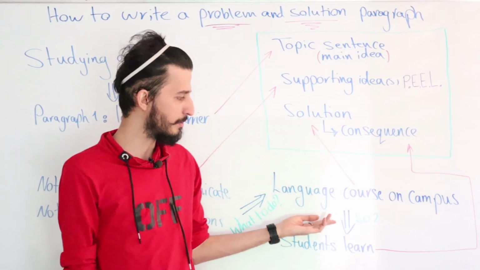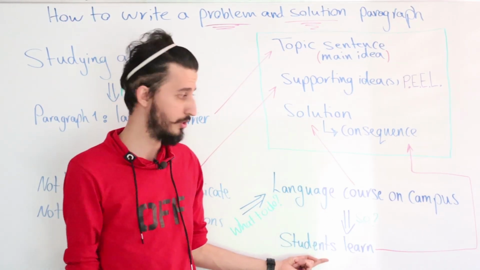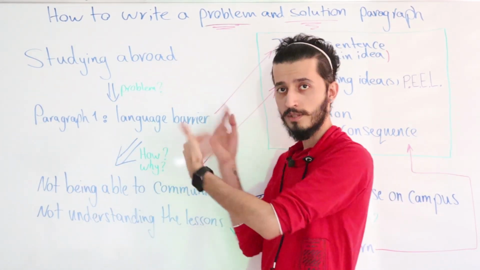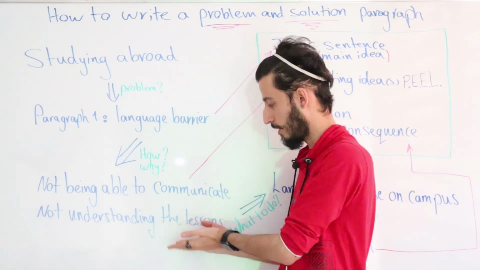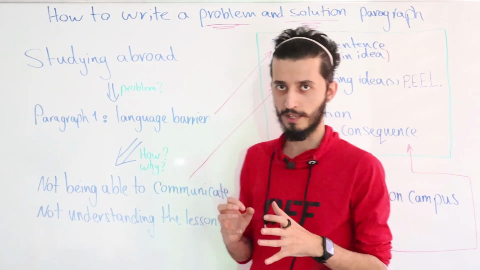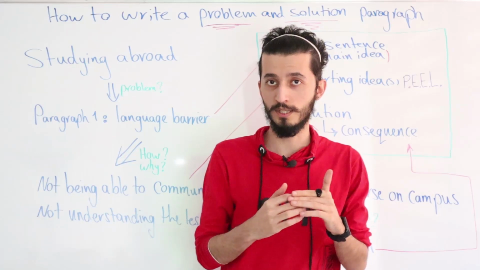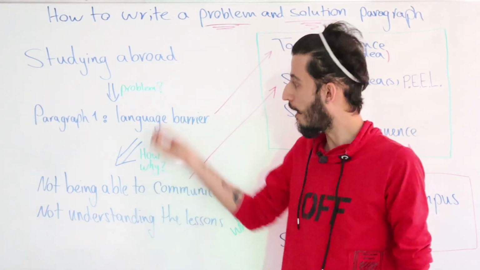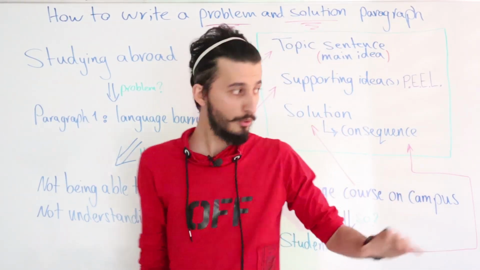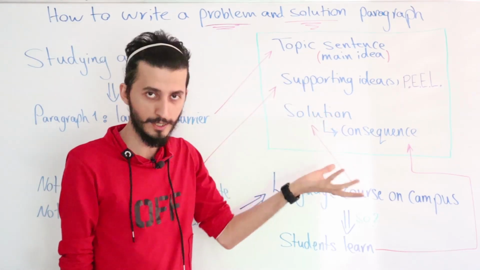And after that, I ask myself, so what happens if we do this? Well, students learn the language. So if they learn the language, the problem of the language barrier is solved, and therefore there is no lack of communication, there is no lack of understanding or anything like that. So always have a logic and plan before you start writing. Before I start writing, I have my plan. I know what my paragraph is going to be about. I know the different parts of my paragraph, and what each one is going to explain.